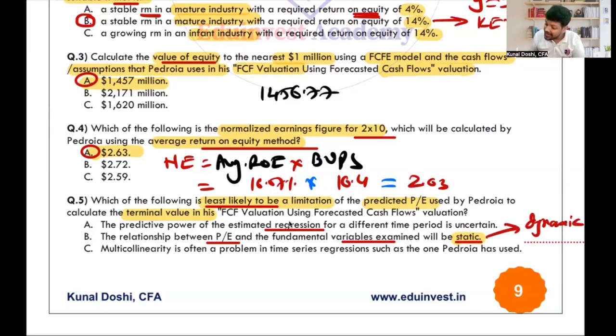Next, multicollinearity is often a problem in time series regression, such as what Pedro used. Yes, isn't it? Multicollinearity is a problem, isn't it? In any time series. So nothing wrong with this. The only incorrect statement is P. Clear, everyone? Easy, easy information.